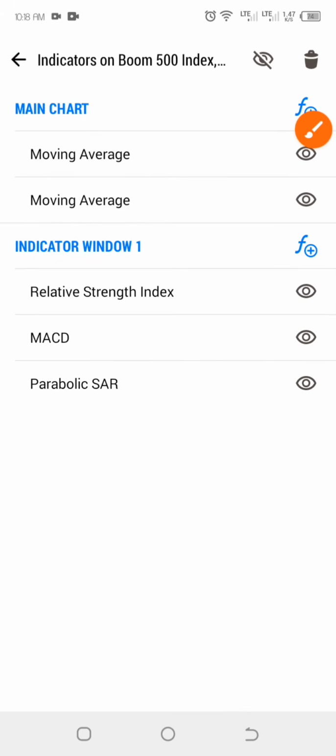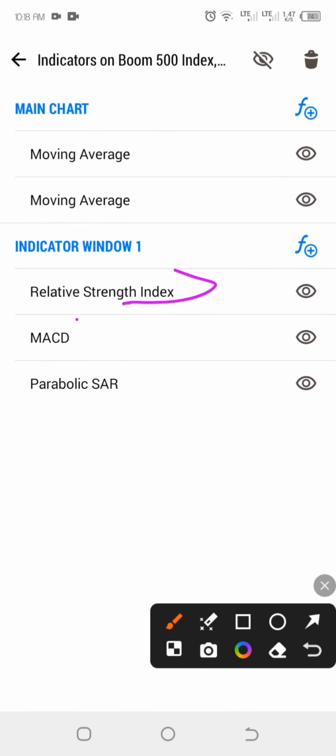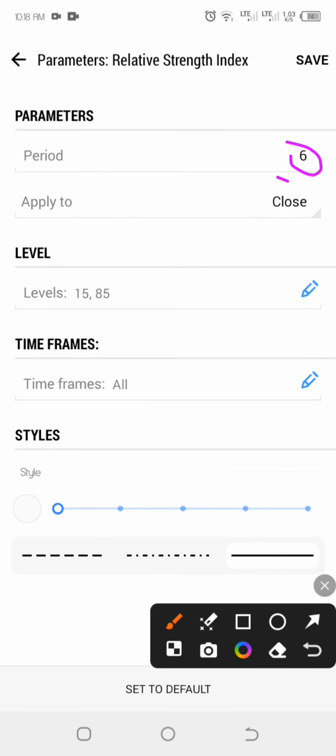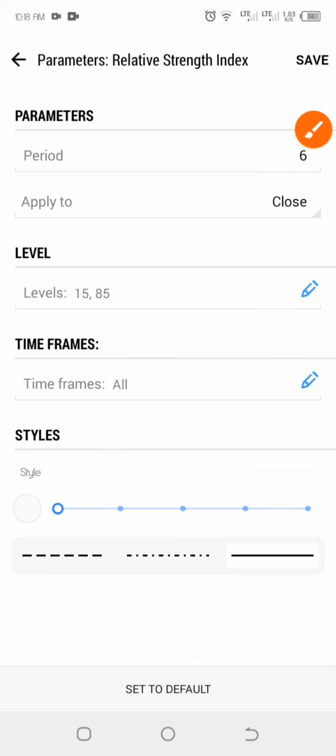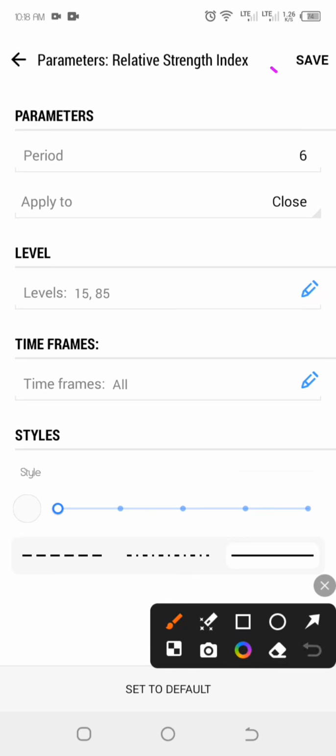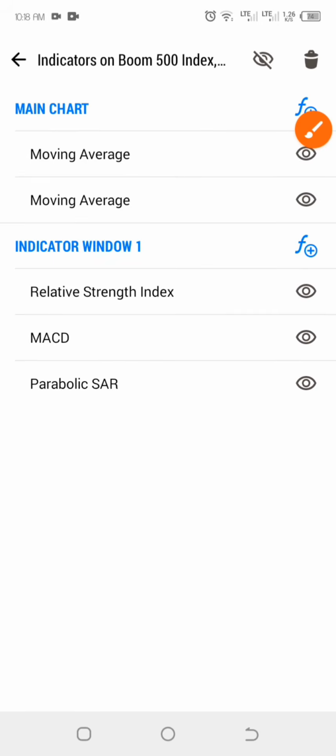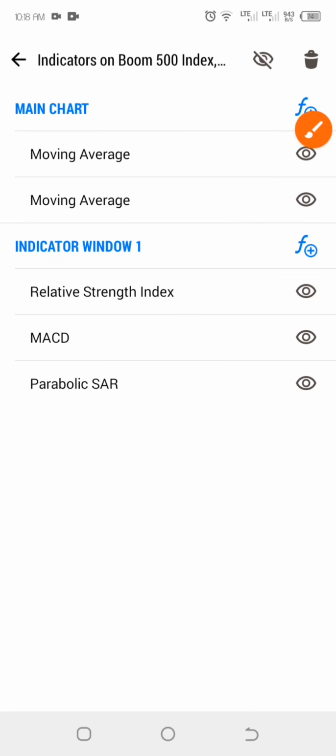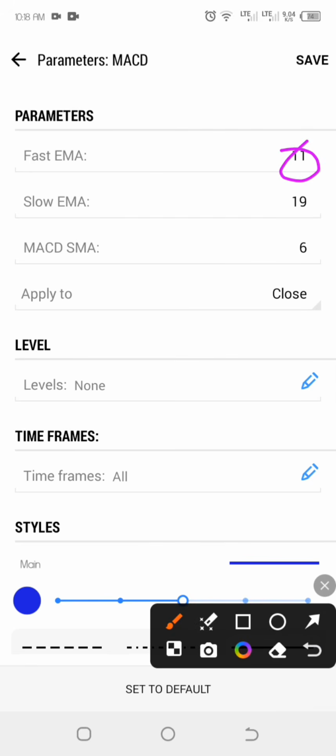Now for the next indicators, which are RSI, MACD, and the parabolic SAR, click on this F icon again and search for RSI. The period is 6, apply to close, and the levels we need are 15 and 12, in black color. Go back and click on save. Once you add the RSI, it will be in indicator window 1. Now click on the F icon to add the MACD. Fast EMA is 11, slow EMA is 19, MACD SMA is 6, apply to close, using a color of your choice, then click on save.